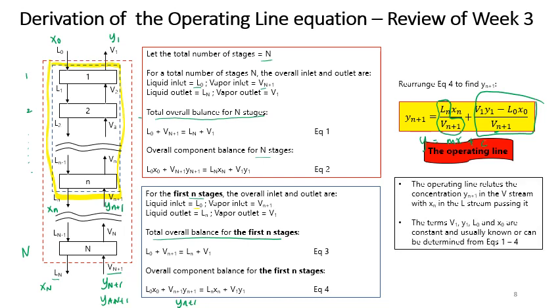So this operating line relates the concentration y(n+1) in the V stream with the x(n) of the stream passing it. So your coordinate would be x(n) and y(n+1); this is the point in the coordinate. The terms V1, y1, L0 and x0 are constant and usually known or can be determined from equations 1, 2, 3, and 4.